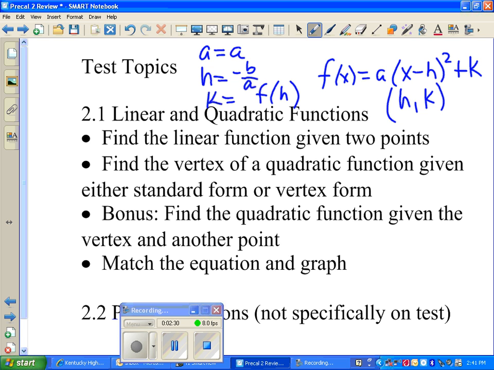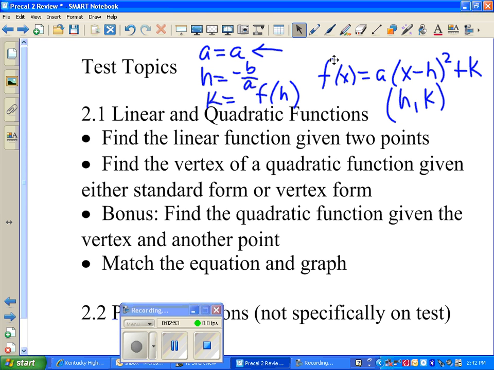And a bonus, I'll do the same thing, bonus that we had on the quiz, where I might give you the vertex and another point and ask you to actually solve and figure out the value for a. I don't know that I'm going to have a match the equation to the graph like we did on the homework, so let's say no on that. If I have any, I'll take them out, so you don't have to worry about that. That takes care of section 2.1.